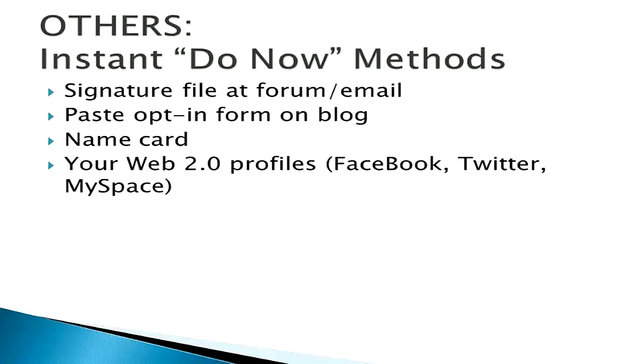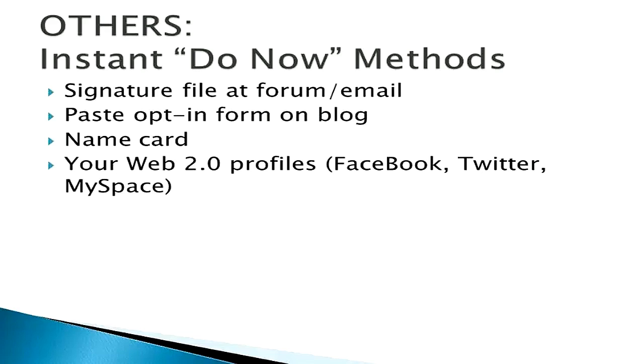Another instant do now method to get new subscribers is that if you already own a blog or website, you can add an opt-in form. If you go to sites like johnchow.com, you will see that he has put in an opt-in form there, and there are a lot of sites like ProBlogger that have an opt-in form. This is so that he can start getting subscribers from his visitors. If you're an offline person instead and use name cards like me, you can also place your website URL in your name card. Don't forget your Web 2.0 profiles like Facebook, Twitter, and MySpace, where you can insert your website URL and talk a little bit about your business.